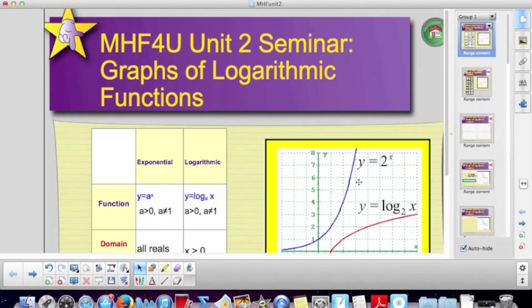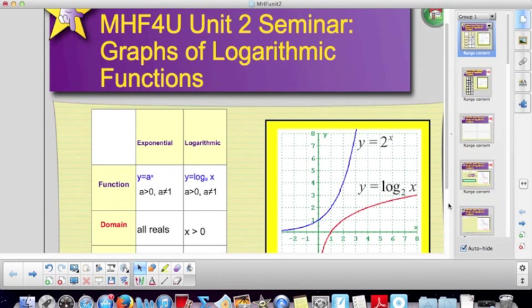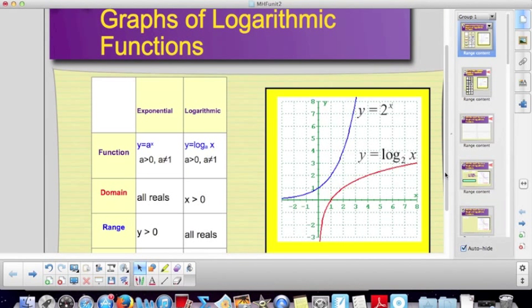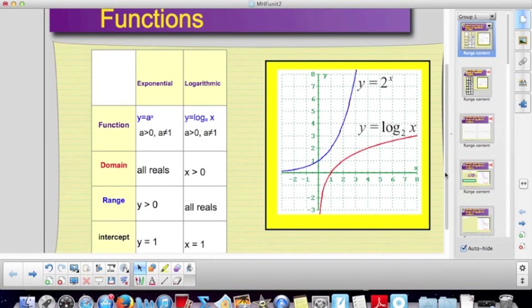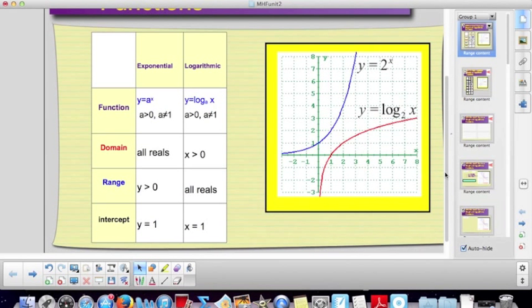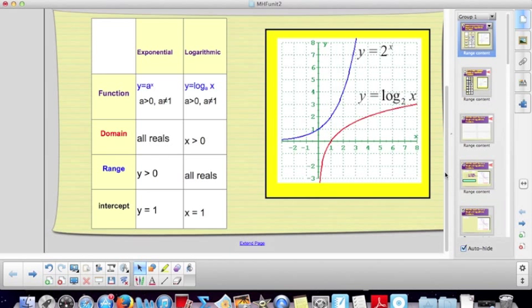This is the grade 12 Unit 2 MHF4U seminar on graphs of logarithmic functions. So we are going to be comparing logarithmic functions with exponential functions. The formula for exponential functions is y is equal to a to the power of x. For logarithmic functions, it's y is equal to log x to the base of a.